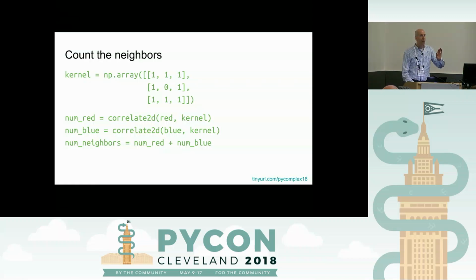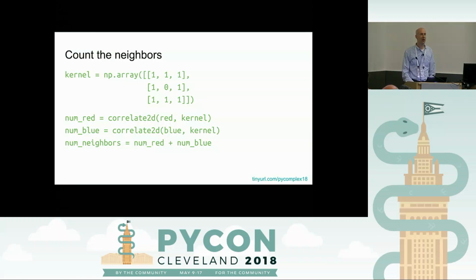Now I need to count up for each agent how many of the neighbors are red and how many of the neighbors are blue. And to do this, I'm going to use the correlate2d function that comes from SciPy. And I'm curious to know how many people have used correlate2d before. OK, many fewer. That's good. This is a nice tool to know about.